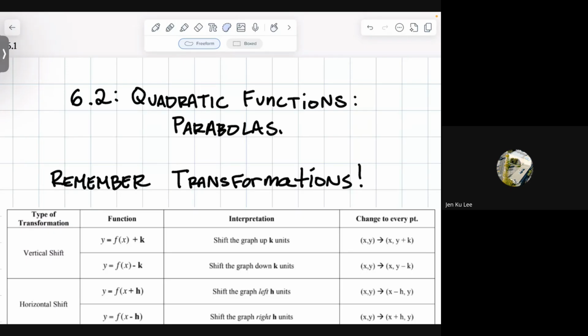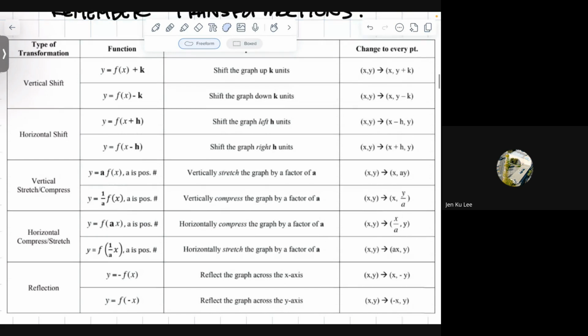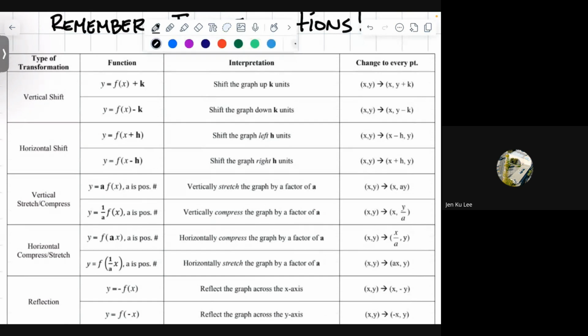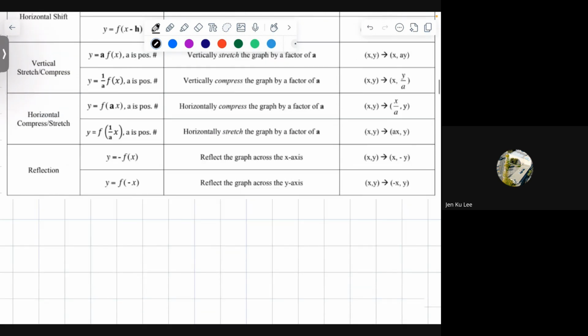Yeah, everybody, this is 6.2 on quadratic functions, and we're talking about parabolas. We have to remember the transformations that we learned in module 2. Right before module 2, we learned about transformations and what happens if we add or subtract, if we stretch or compress, or if we reflect it. Remember this chart that we had. You should have this in your notes. I'm just going to move right along.